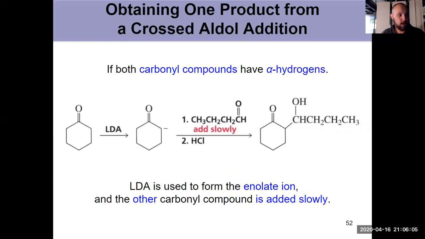Now, if you have to have alpha hydrogens on both of your carbonyls, there's no way around it. You first use LDA, which we used in the previous video as well, to deprotonate the alpha hydrogen. Then you add your other reactant in slowly. It's again a game of probability, so you have to do it stepwise. But you'll never get as good of a synthetic yield using this procedure as you would if one of your reactants didn't have an alpha hydrogen to begin with.